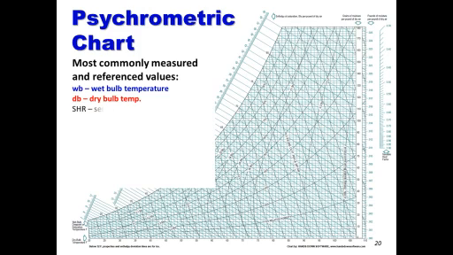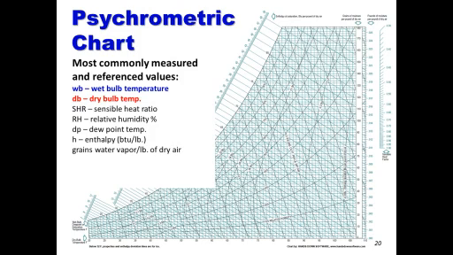There are a lot of other measures such as sensible heat ratio, relative humidity, dew point, enthalpy, grains of water vapor per pound of dry air. Per pound of dry air is kind of an abstract concept for most of us. Pounds of water vapor per pound of dry air. And a chart, even the chart that you're looking at, has a lot of other features, a lot of other things that you can find out about a given air sample.